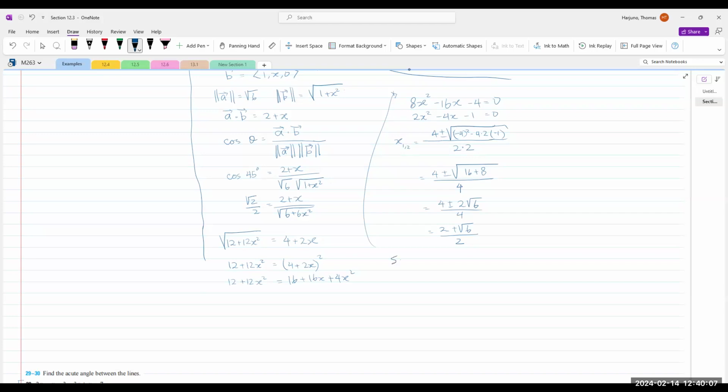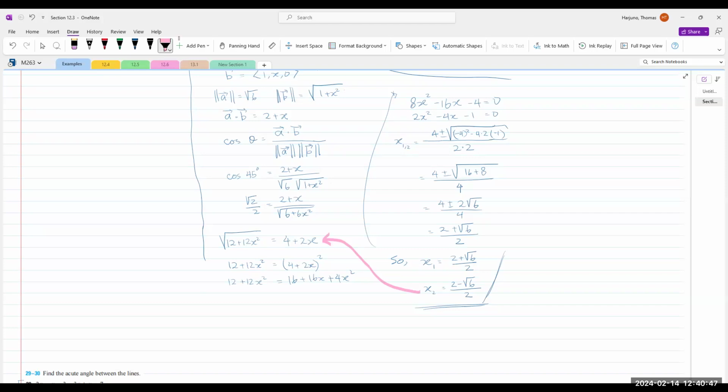So those x's are either x equals 2 plus square root of 6 over 2, or 2 minus square root of 6 over 2. Okay, now we're supposed to check against the original equation. But I think when you compute that, both of them will be okay.